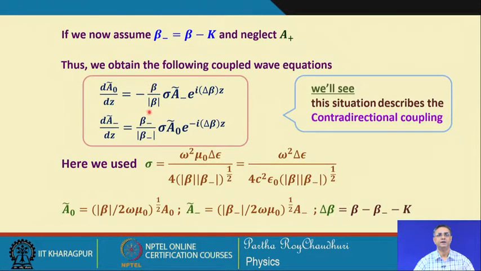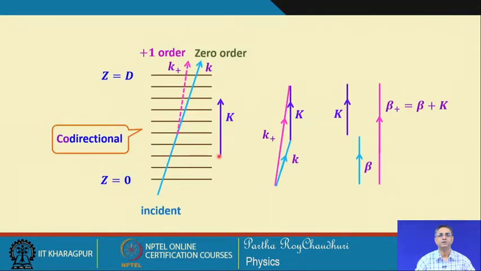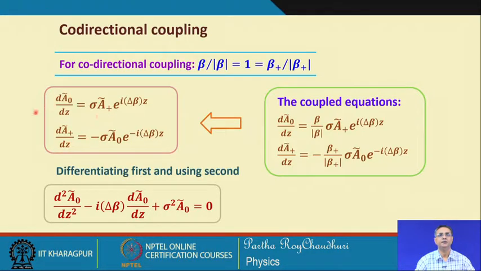here, beta by mod beta, this is for minus order. Of course, the same thing is true for plus order as well, and the condition that beta by mod of beta will be the same, and then we have this equation which has come from here, beta by mod of beta, beta plus by mod of beta plus will be put equal to 1. So, you get this.